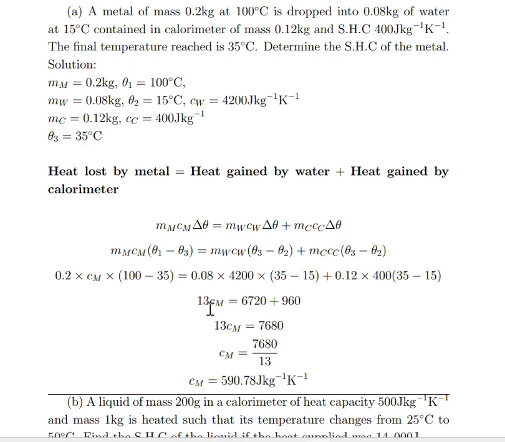Then C subscript M is the specific heat capacity of the metal that you're trying to look for. Dividing both sides by 13, it leaves us with the specific heat capacity of this metal being 590.78 joules per kilogram per Kelvin.